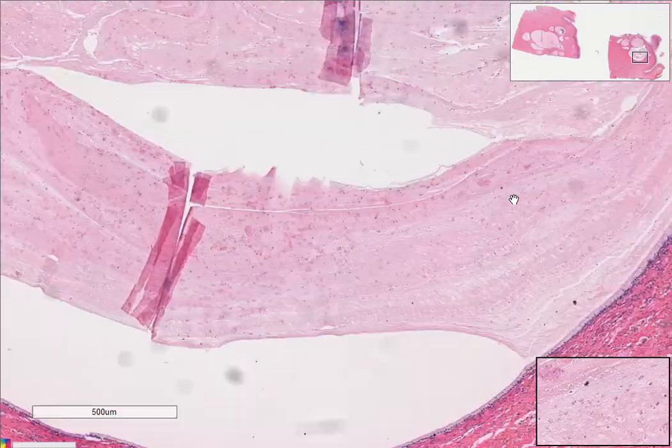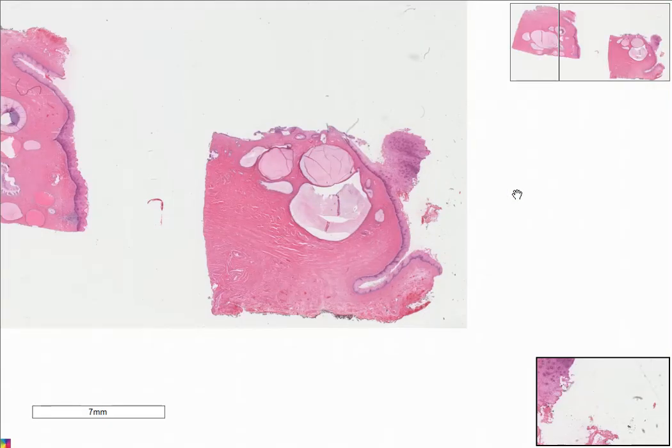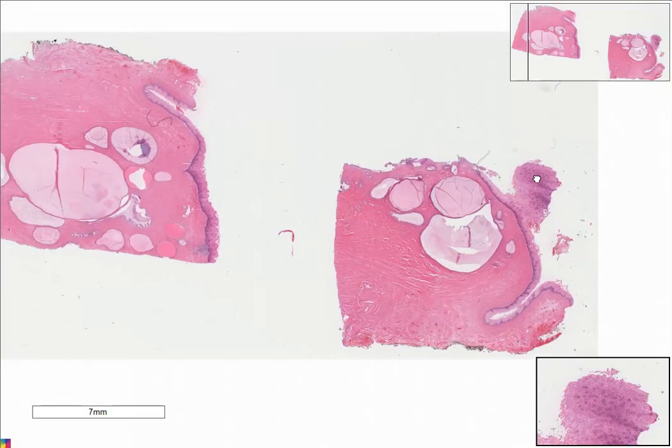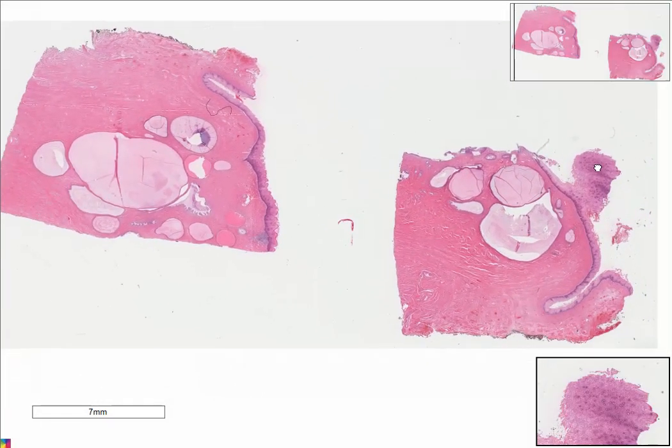So that's just about the cervix. It's fairly simple, nothing complex about the cervix in terms of its normal histology.